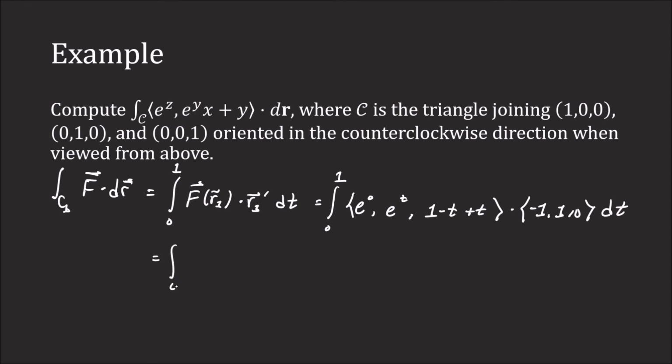This will give us the integral from 0 to 1 of negative 1 plus e to the t dt, and this will wind up giving us e minus 2.